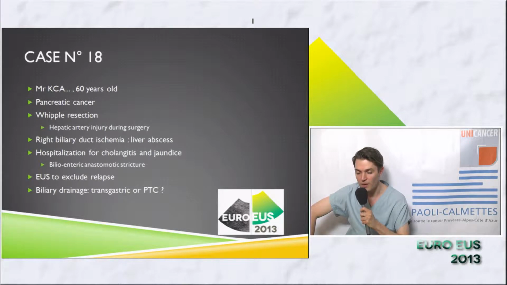So the first step will be EUS to exclude relapse. And the second step will be the biliary drainage, either transgastric or percutaneous drainage.